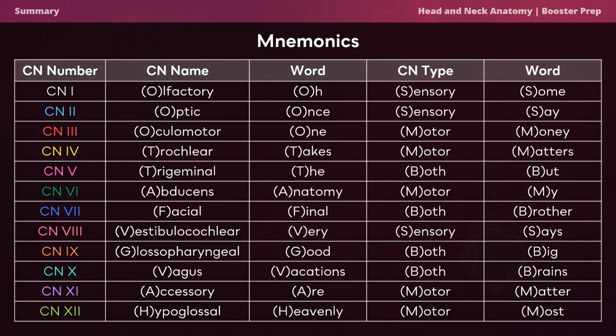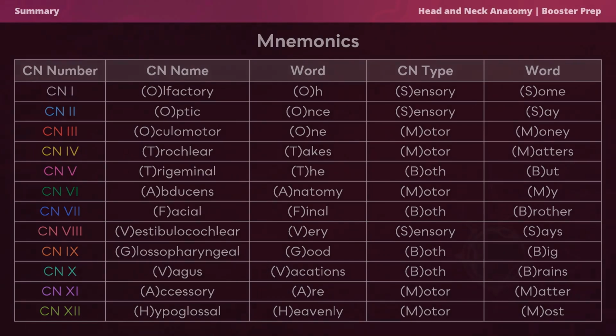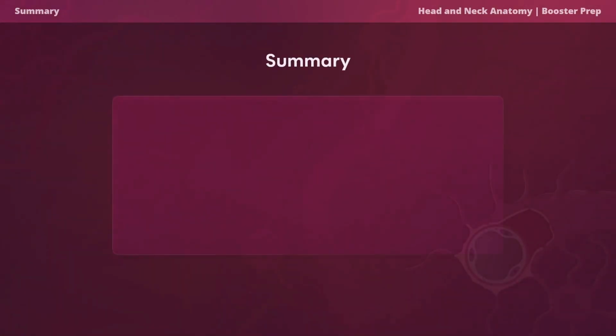And then we have the cranial nerve types, which can be remembered via some say money matters, but my brother says big brains matter most. And if you don't have a brother, well, that doesn't apply to you. Looks like you're gonna fail.